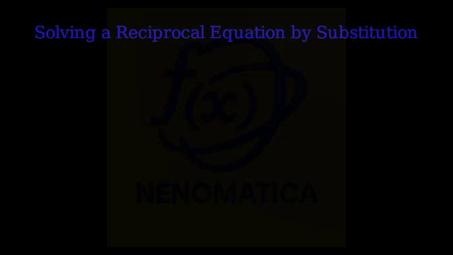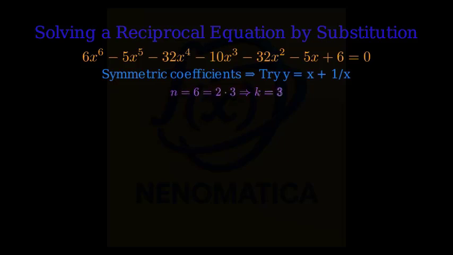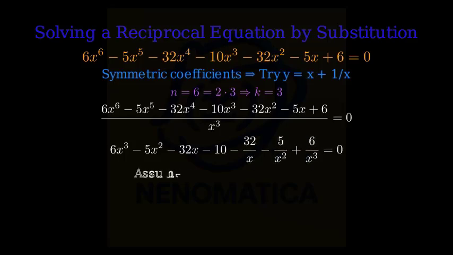In this lesson, we will solve a 6th-degree reciprocal equation step by step using a symmetry substitution. Here is our equation. Notice the coefficients are symmetric from the ends toward the middle. That is the hallmark of a reciprocal polynomial. Step 1. The degree is 6, which is 2 times 3. Because the degree is even, we divide the whole equation by x cubed, assuming x is not 0. We will check x equals 0 at the end.